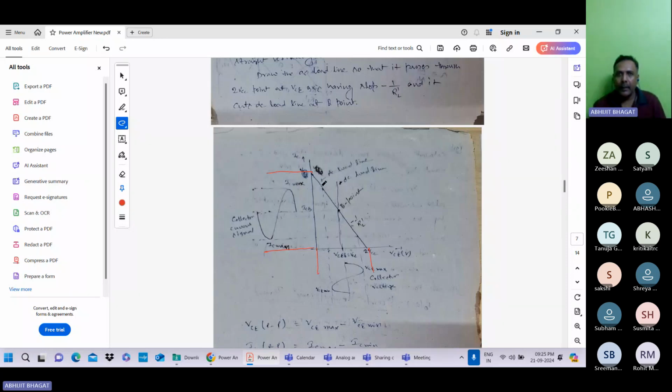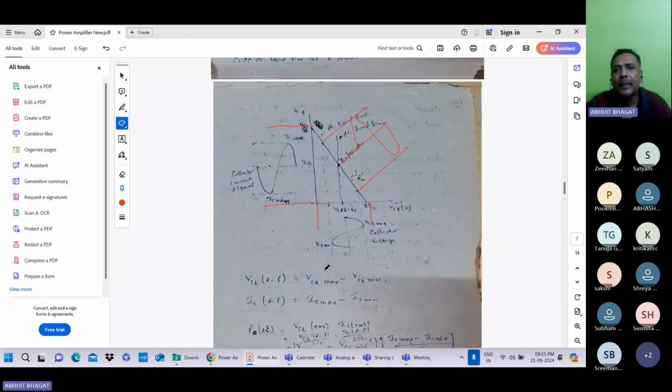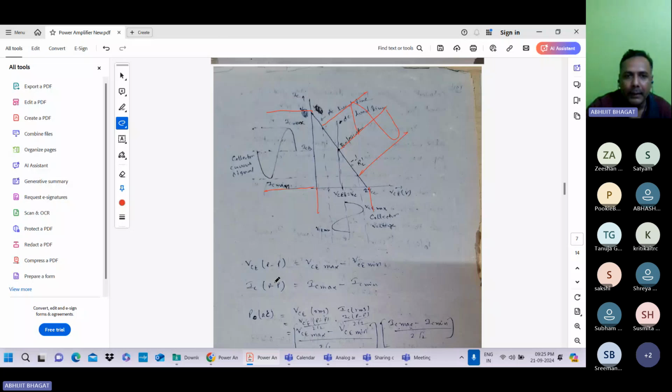And if you want to draw the input waveform, you can draw it here, no issue. You can draw the input waveform like this, up to this, okay? Yes, sir. Okay. Next, the same thing we did in the last class.